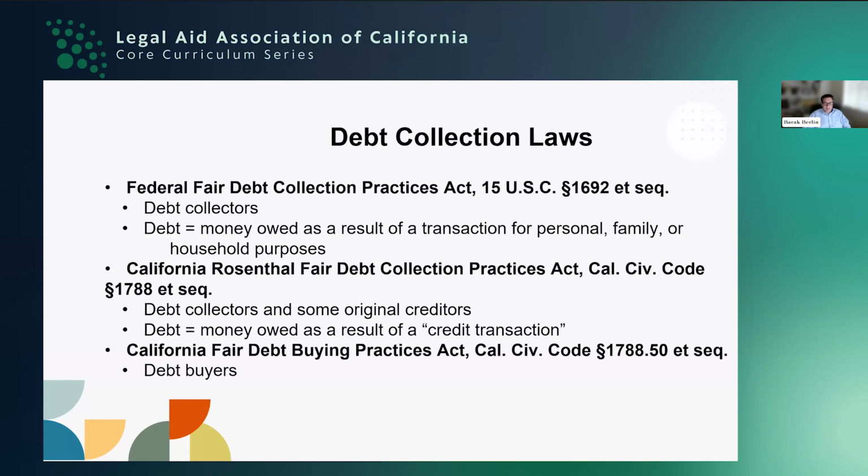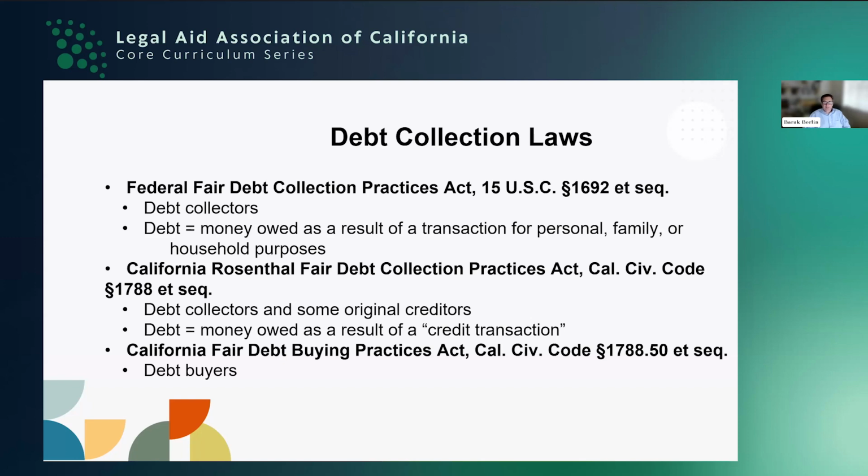And then the final one was the California Fair Debt Buying Practices Act, which used to be new. It's not so new anymore. And this has extra rules basically that they have to comply with when they're filing lawsuits and a few other things.